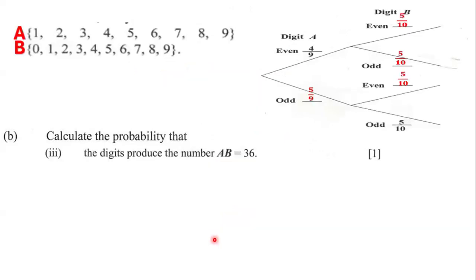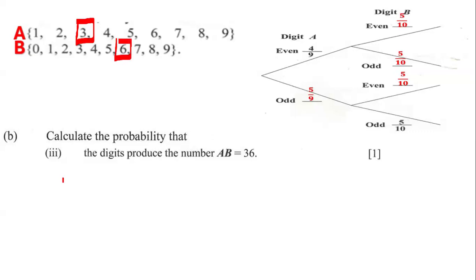Next, it says calculate the probability that the digits produce the number AB equal to 36. So if the digits produce AB equal to 36, that means that for A, the number that was selected was 3, and for B, the number that was selected was 6.